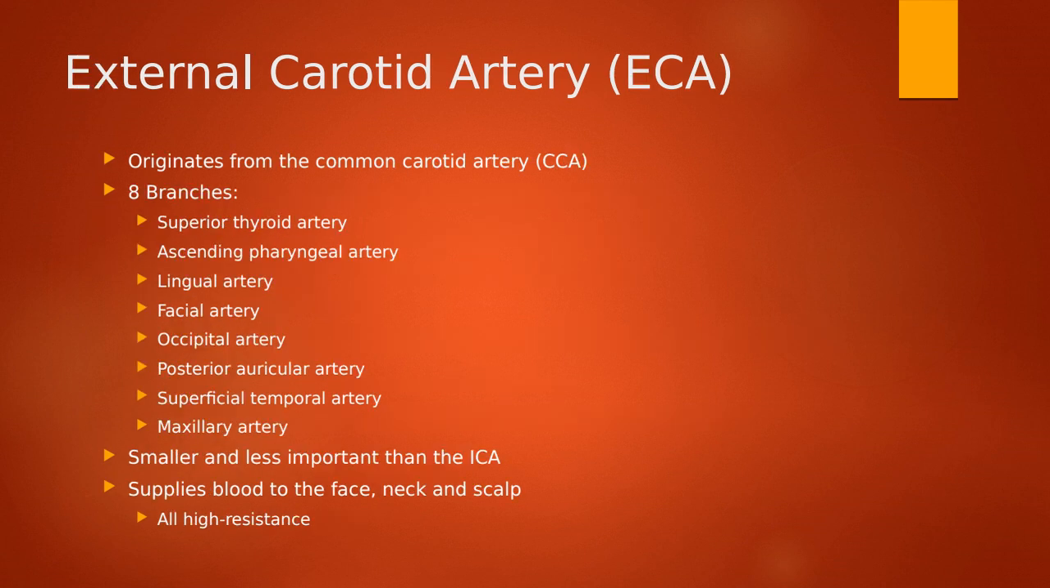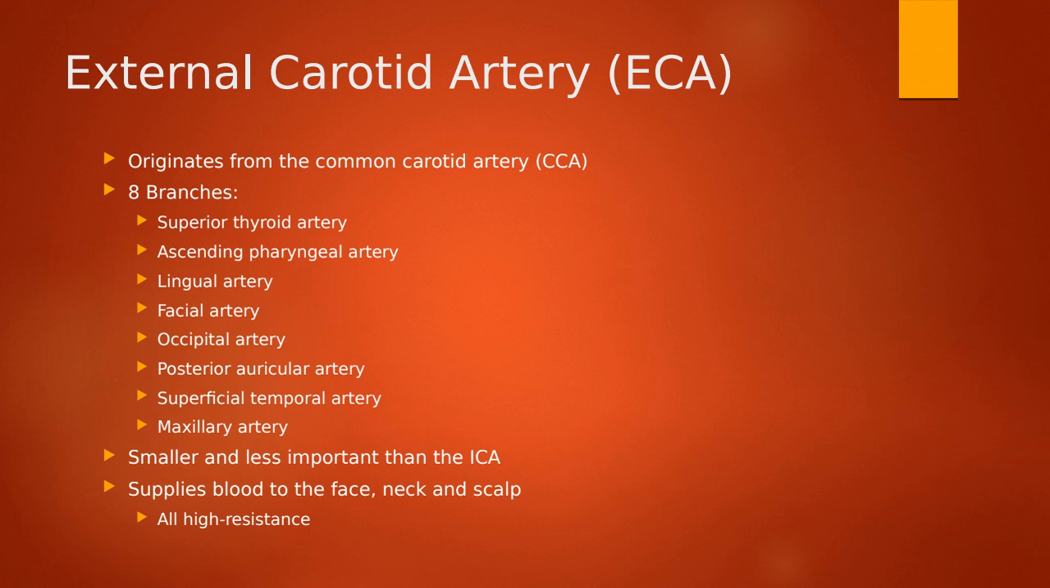Now our ECA, a little bit different. This is going to be, like we said, less important because its main responsibility is to supply our face and our facial structures. Unlike the ICA, we are going to see branching with the ECA. It typically has 8 branches: superior thyroid, ascending pharyngeal, lingual, facial, occipital, posterior auricular, superficial temporal, and maxillary. All of those branches from the ECA are going to supply those particular regions. So it's pretty easy to remember where those vessels are traveling.